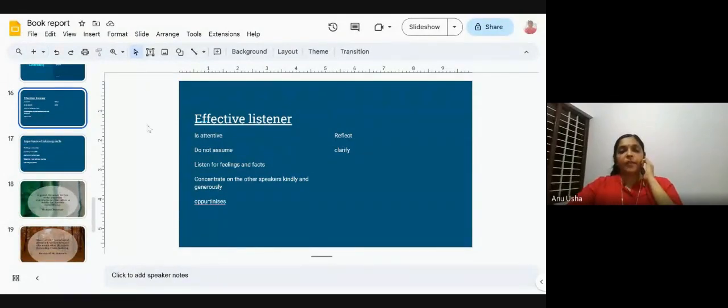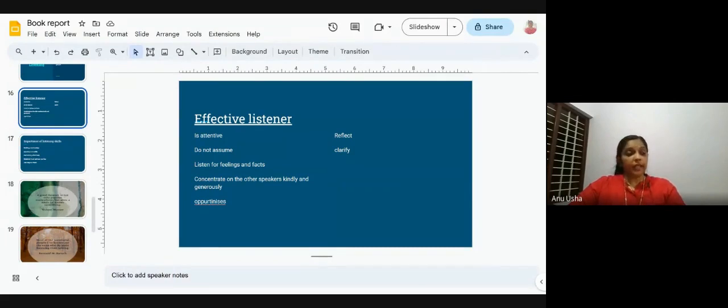Thank you very much. So the thing is, you have to become an effective listener in this life. Anyway, you have to become a good communicator. So you have to become an effective listener. Becoming an effective listener means you must be attentive. You must not assume or withhold any judgment. That means you have to summarize the speaker's idea. You want to avoid premature judgments.